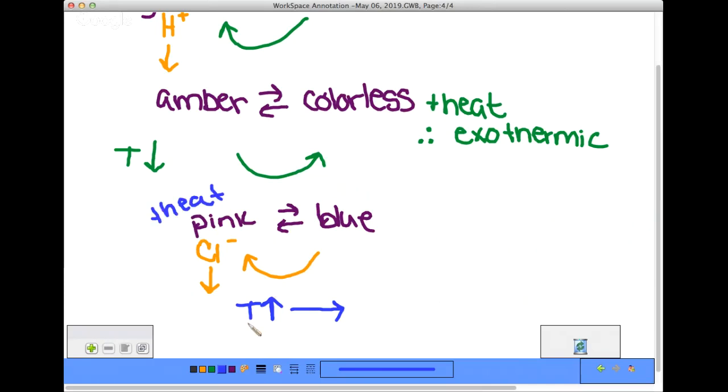Because when we put it in a hot water bath, all of a sudden we have too much heat, so we want to get rid of that heat. It's shifting this way, so that means that heat, therefore, is a reactant. This isn't asked, but you could also say that this is an endothermic reaction. So that's Le Chatelier's principle with some examples that apply to some color changes.